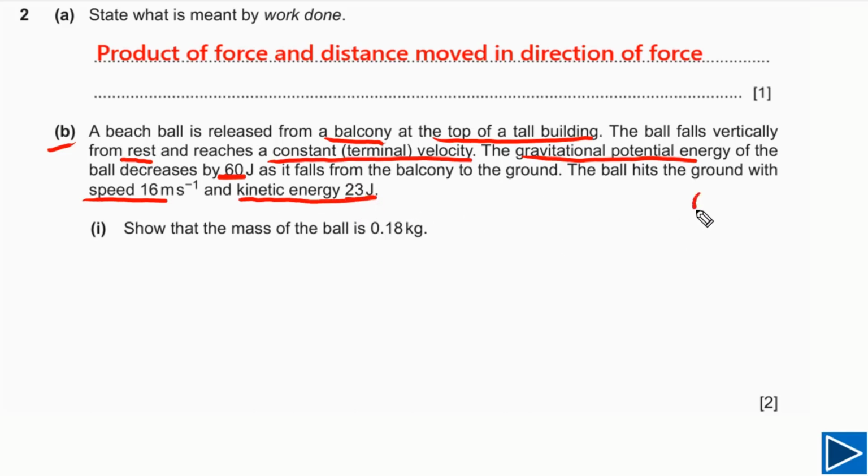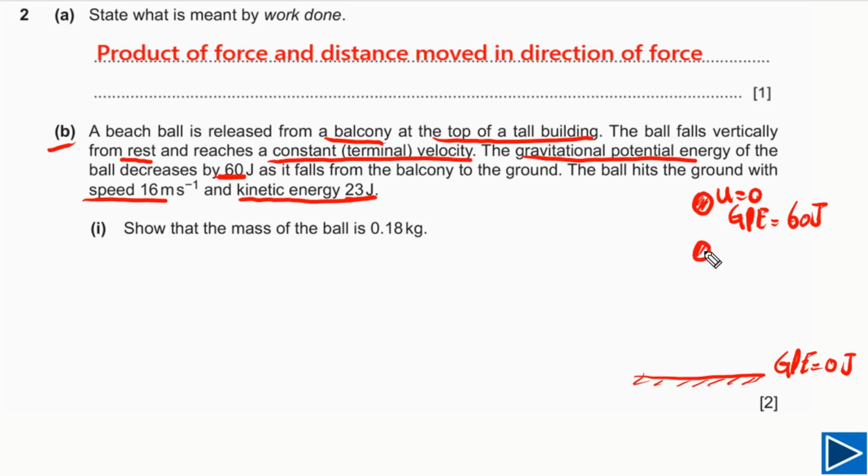First of all, let's sketch this problem so you can see the clear picture of what is happening. It is given to us that the initial velocity of the ball is 0, so we can simply write down u is equal to 0. And it is also given to us that the gravitational potential energy of the ball decreases by 60 joules. If we take at this point gravitational potential energy of the ball is equal to 0 joules, then we can say that initial value of gravitational potential energy is equal to 60 joules.